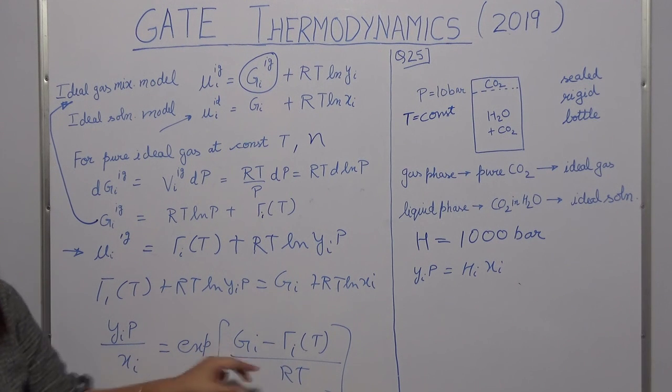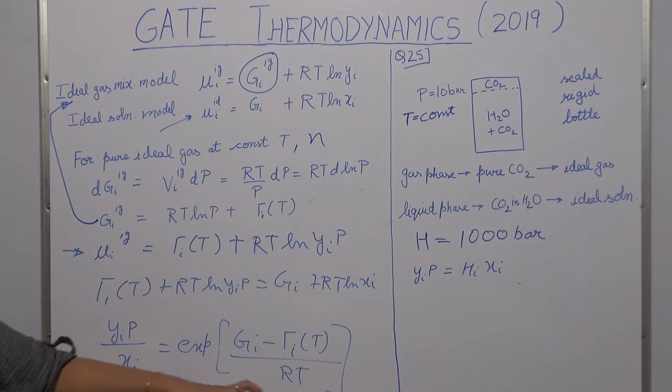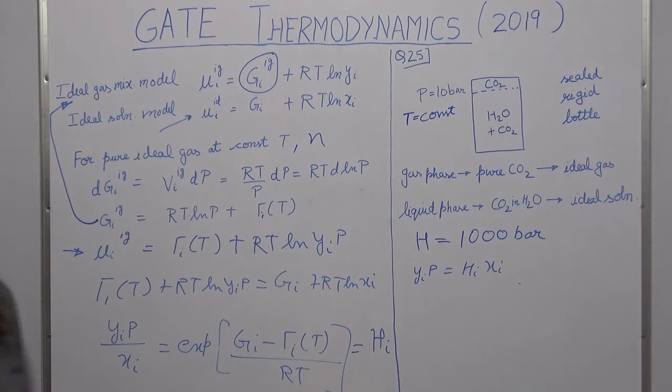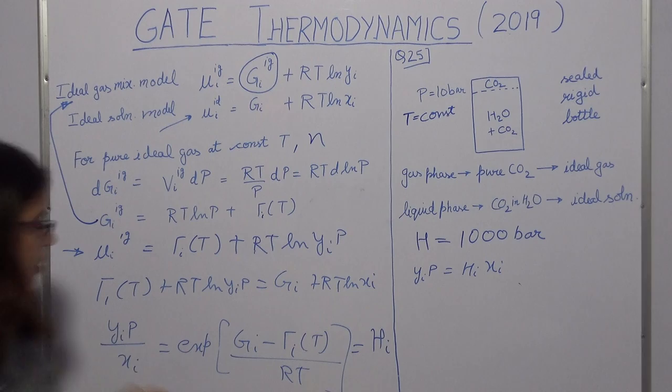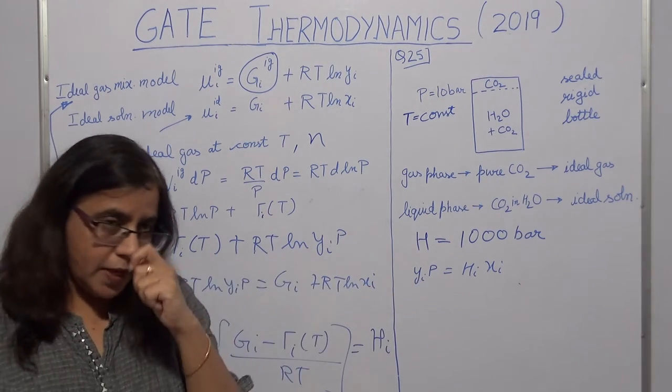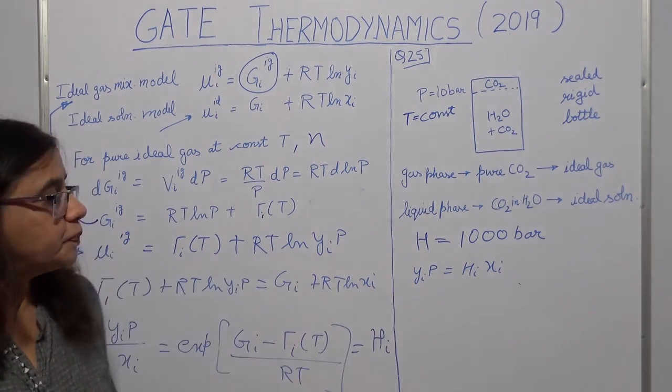So at any given temperature and pressure at which your equilibrium exists, this term here can be taken as a constant, and let's call this Hi, or Henry's constant. Now I can write my Henry's law as yi P equal to xi Hi. So this is your Henry's law.